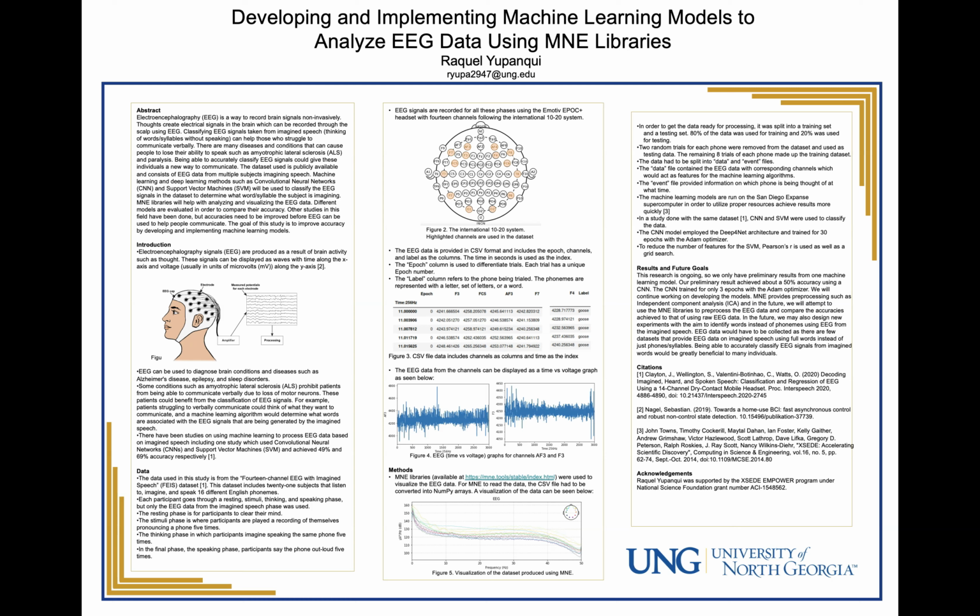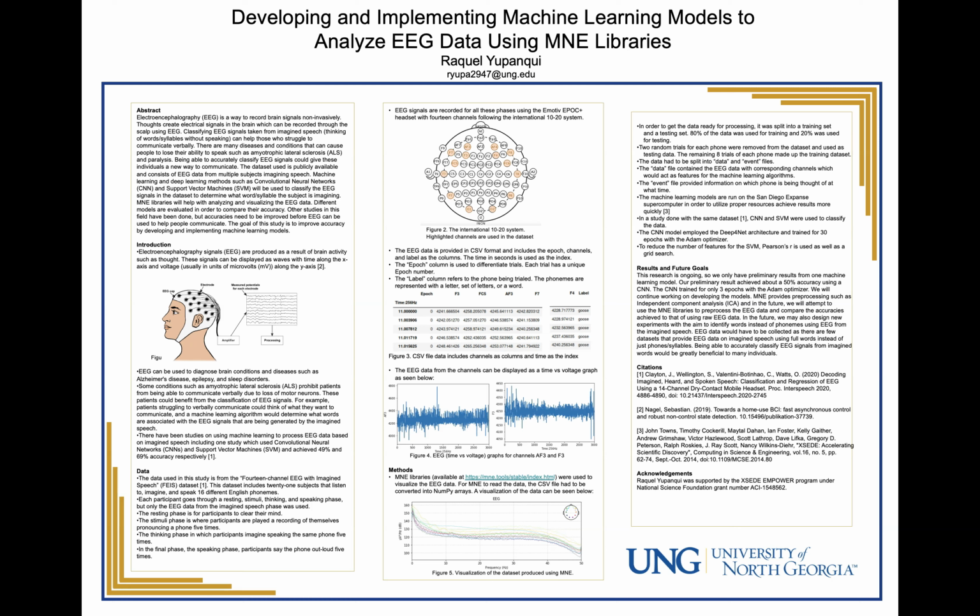EEG data is usually displayed as a time versus voltage graph, which is seen in Figure 4. This shows the EEG data for two channels, AF3 and F3. One of the ways we used MNE libraries is to visualize our EEG data. Figure 5 shows a visualization of all the channels color-coded by channel location.